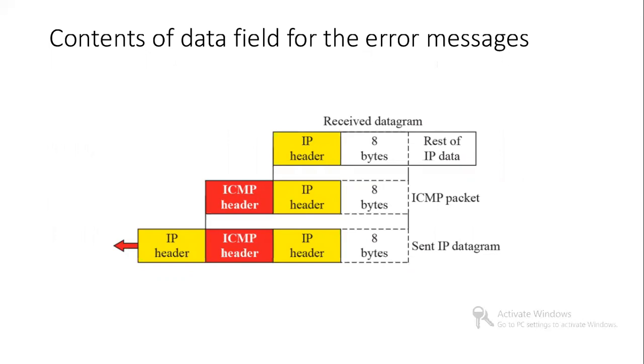ICMP forms an error packet which is then encapsulated in an IP datagram as shown in the figure. That is the contents of the data field. We have studied about this just now.